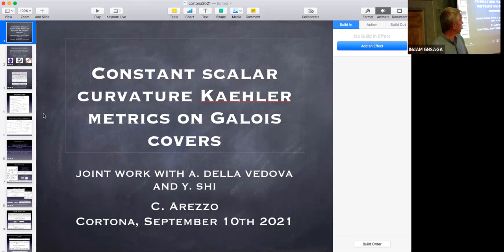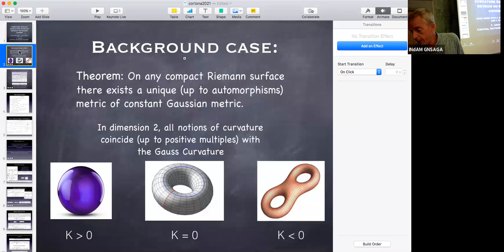So I'm going to show you a new construction of constant scalar curvature Kähler metrics on, typically, projective varieties, but in general on Kähler manifolds. This is joint work with Alberto Vanilla from Beijing. It's supposed to appear next week, hopefully, on the arXiv.